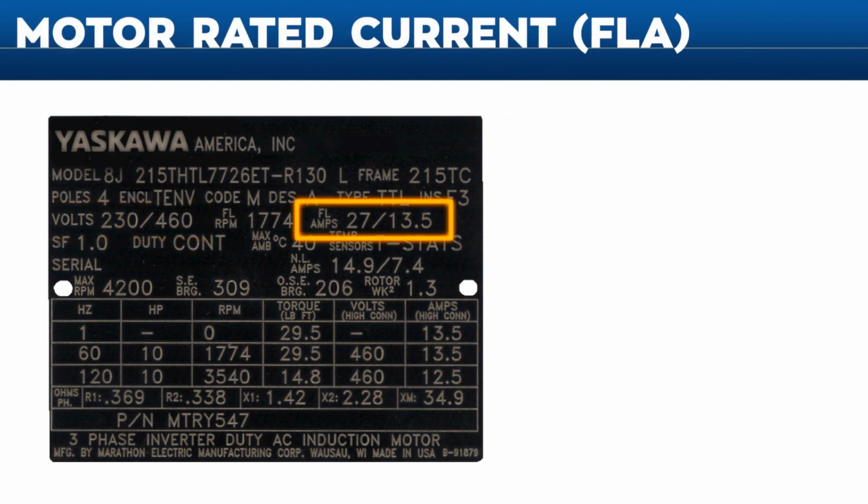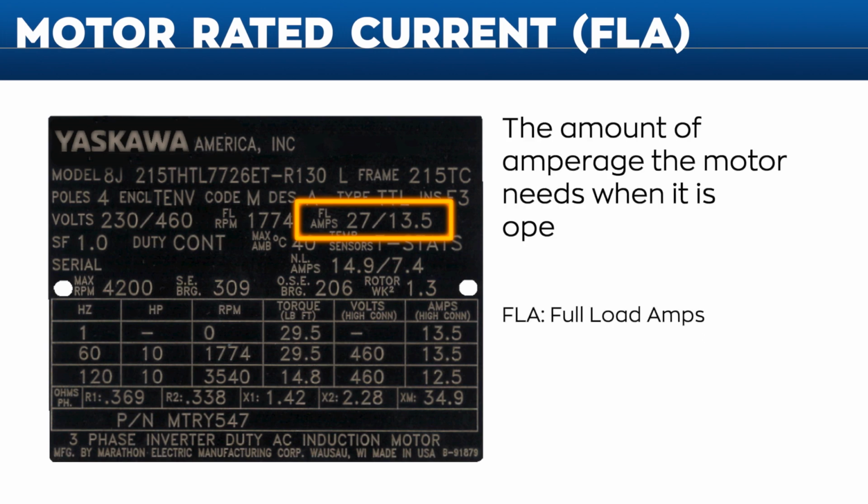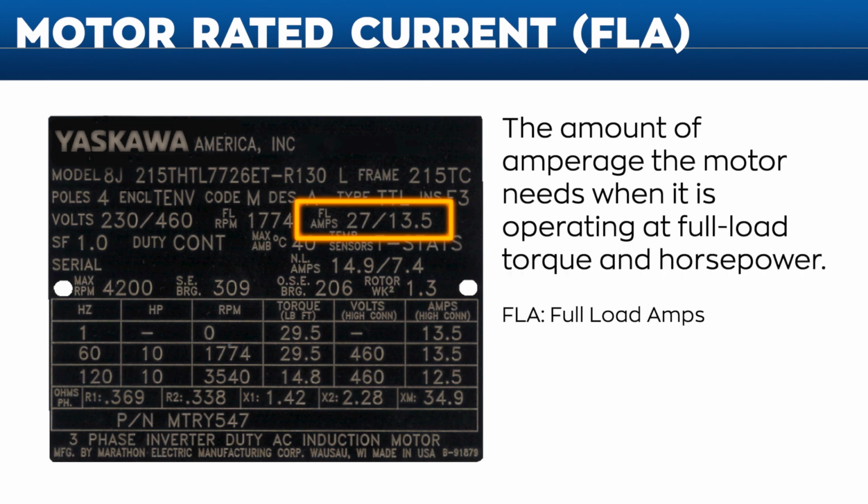Motor-rated current, which is listed on the nameplate as FLA for full load amps, is the amount of amperage the motor needs when it is operating at full load torque and horsepower.